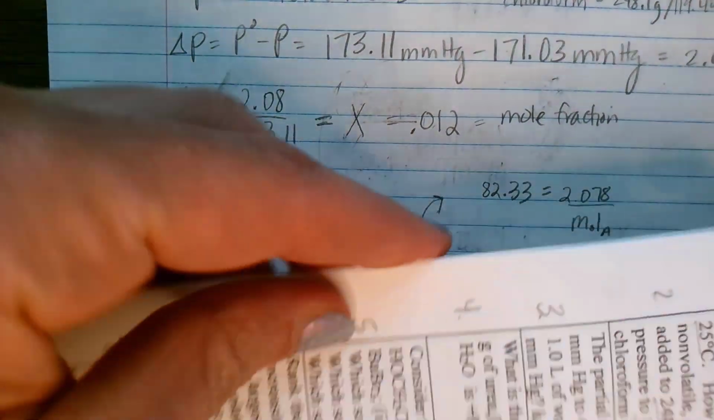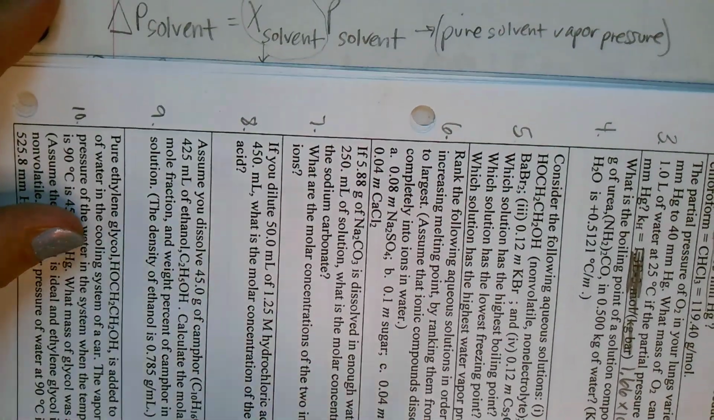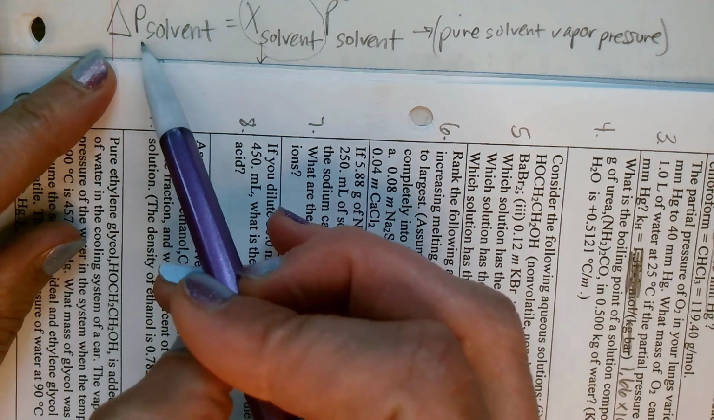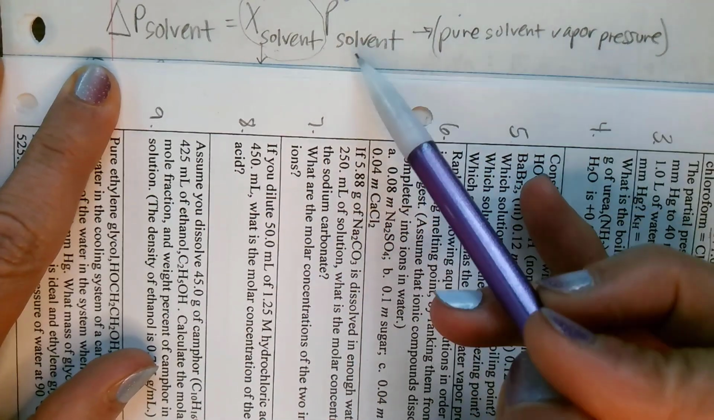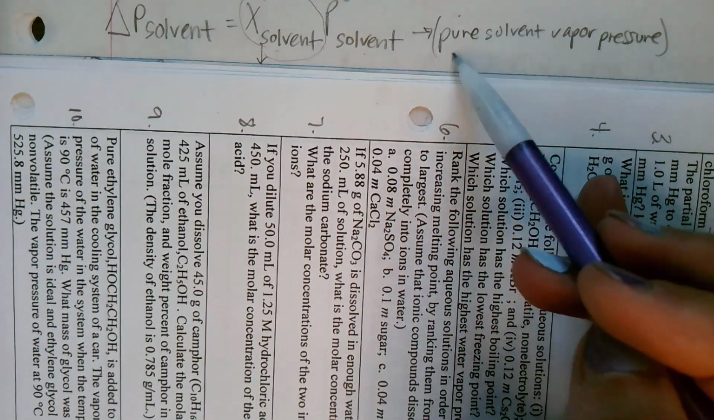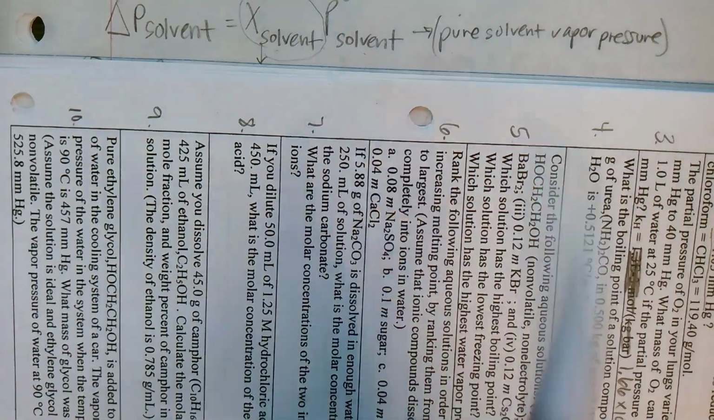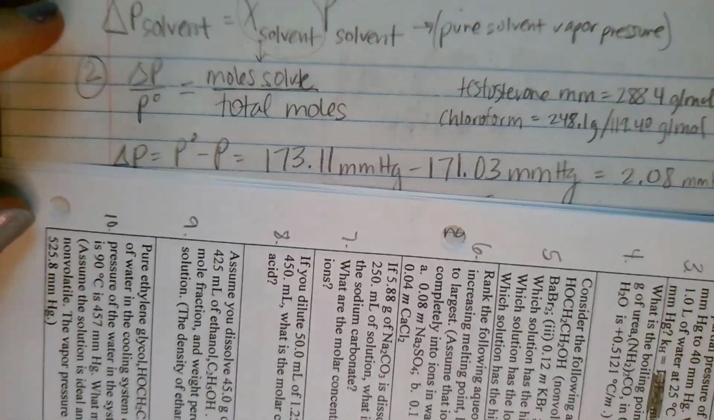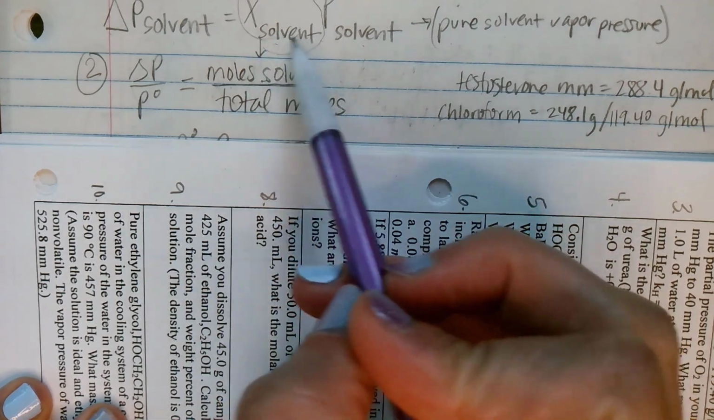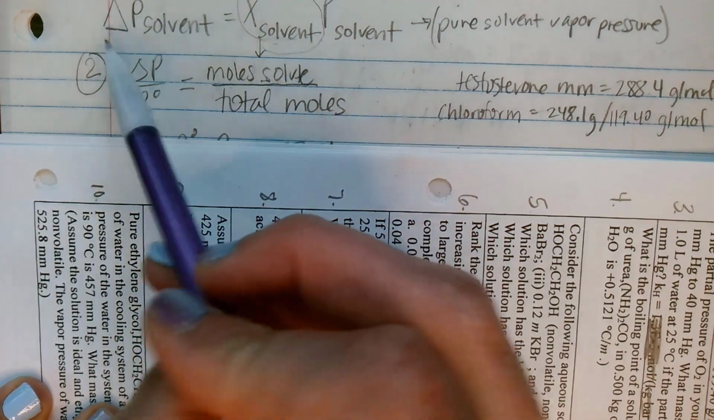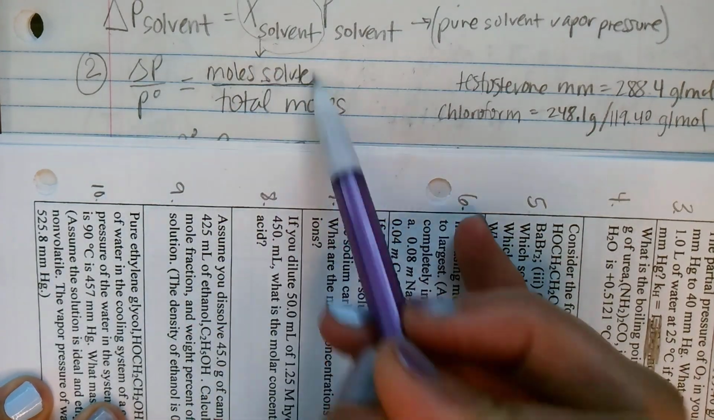We're going to use Raoult's law. Now if we look that up, delta P of the solvent is equal to our mole fraction times P naught of the solvent. That's our pure solvent vapor pressure. P is our vapor pressure. Okay. So we're just going to rearrange this equation. We're going to solve for X. So divide both sides by P naught. So delta P divided by P naught is going to give me that mole fraction.